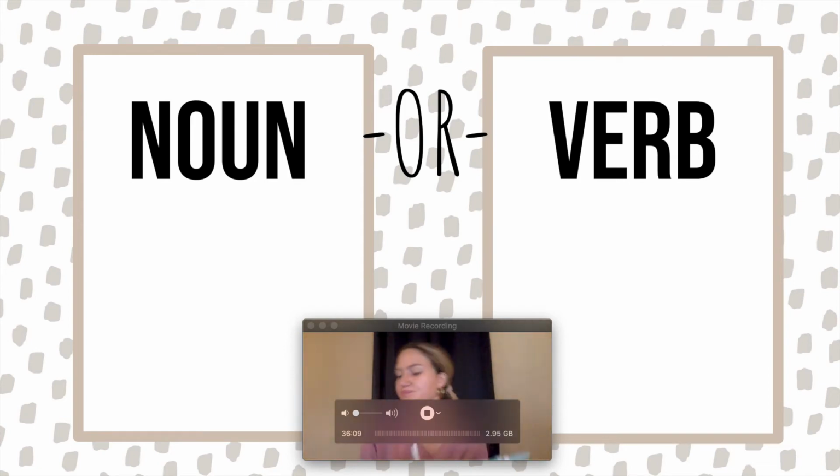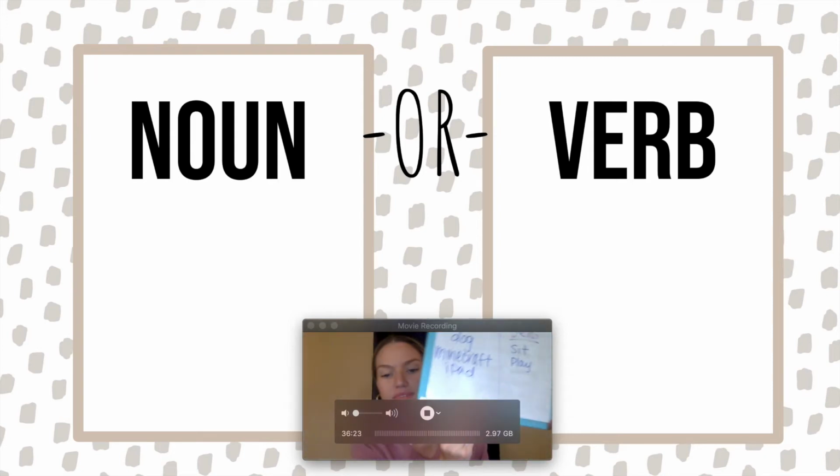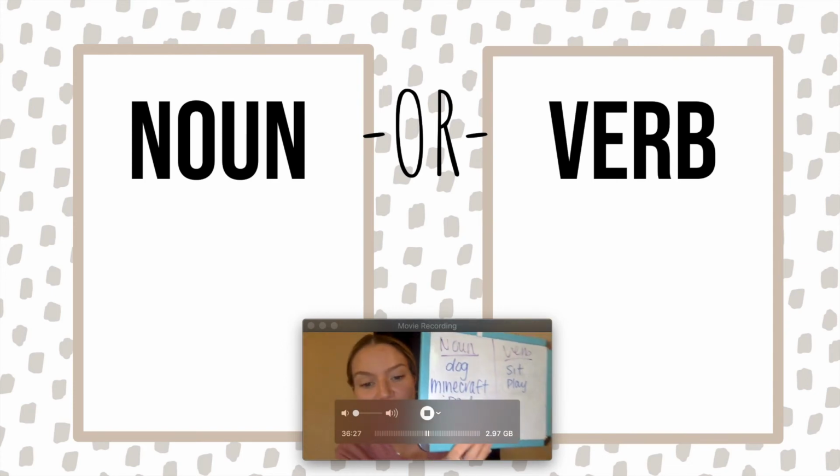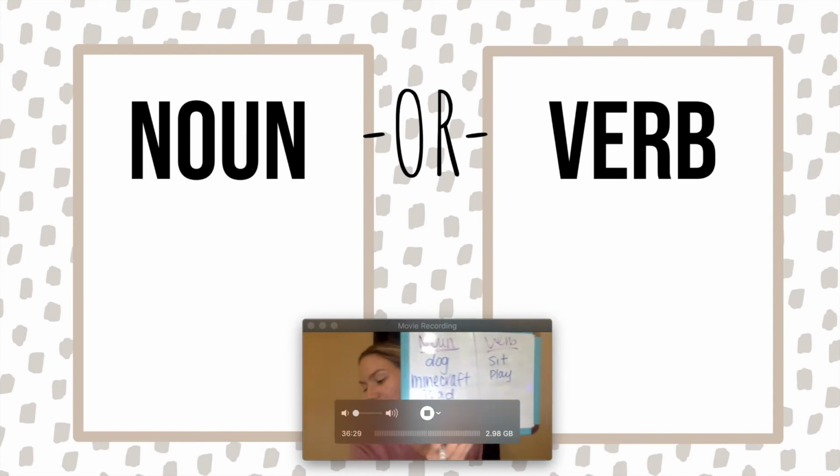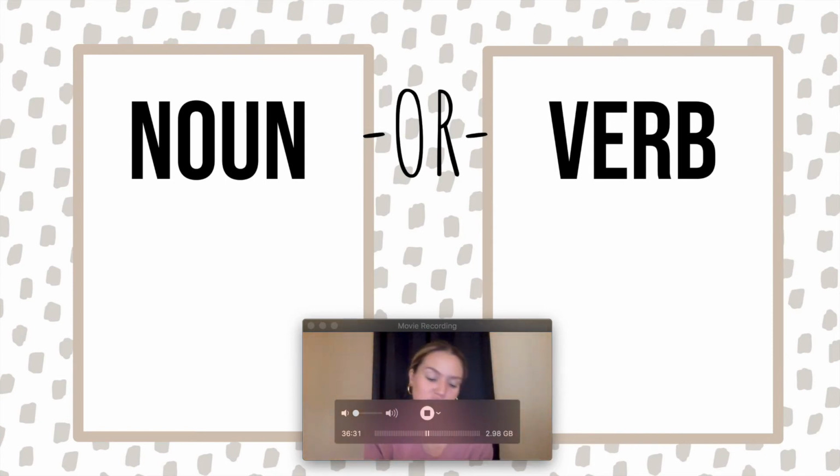Perfect. Okay, our next one is iPad. Is iPad a noun or a verb? Right. iPad is a noun. It is a thing. Our next one. Okay, I'm going to do a few more. You write them down and then we'll check them at the end.